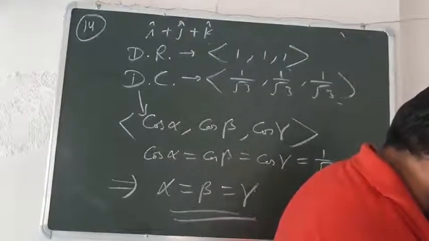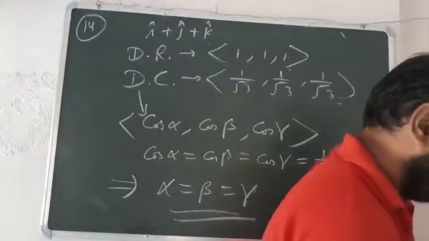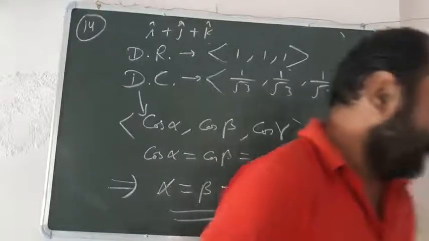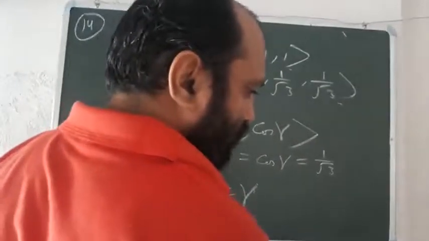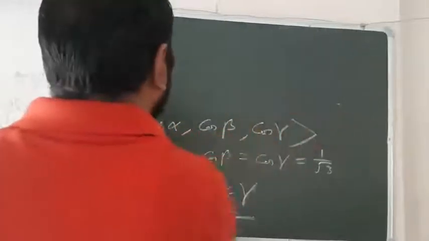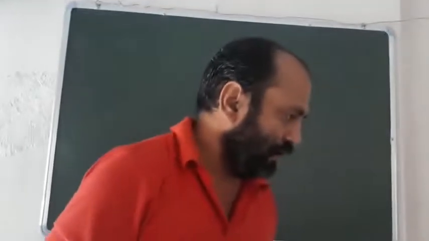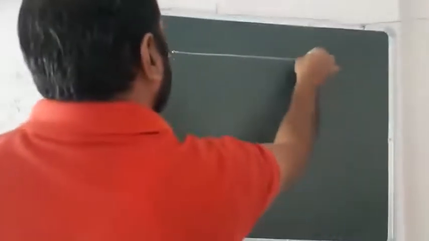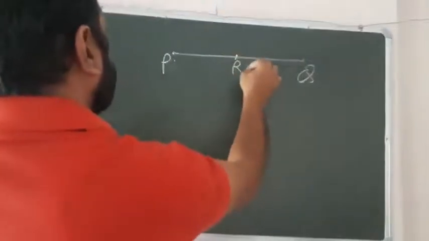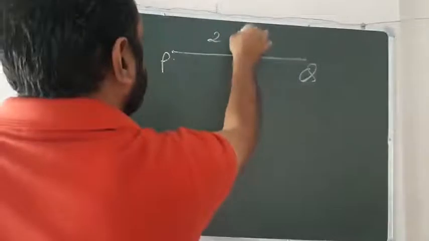Next question number 15. This question is very similar to the example. You have to find the position vector of R which divides the line joining the 2 points P and Q whose position vectors are given, ठीक है जी, in the ratio 2:1 internally or externally, right? So let this is the point P and this is point Q, and let there is a point R here and its ratio is 2:1.